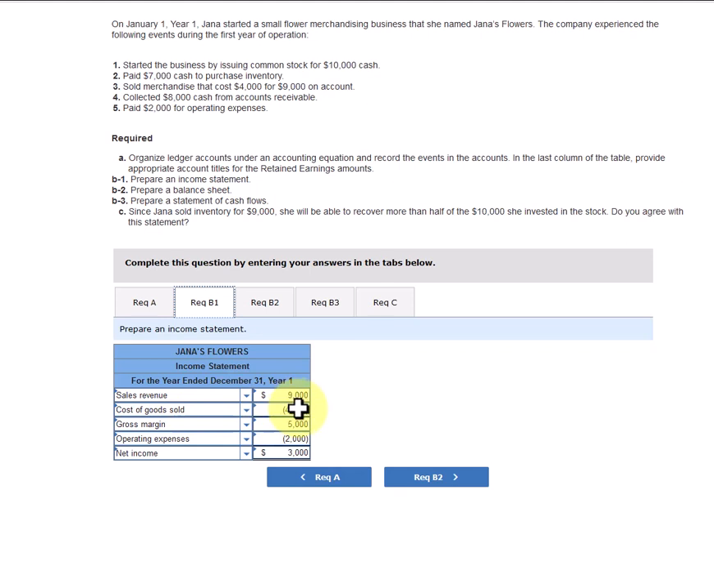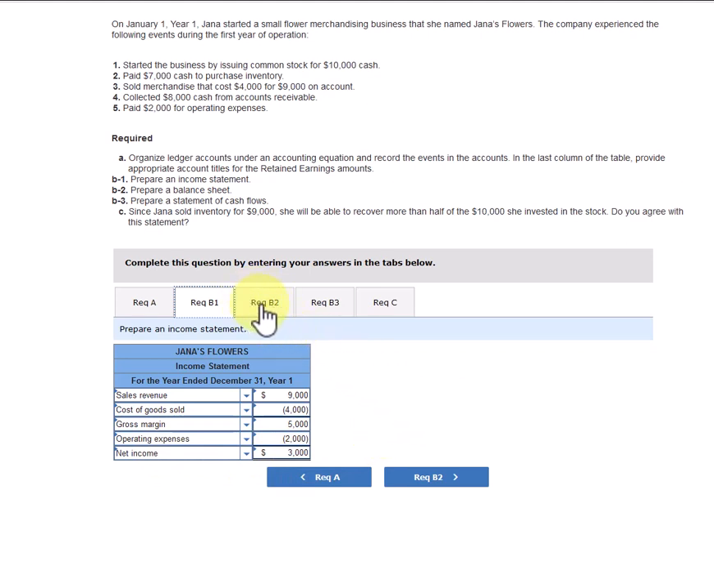Whatever you see here, that's your sales revenue. Minus cost of goods sold. That's going to be whatever amount you have here, the cost of merchandise that was sold. Gross margin is then the sales revenue less the cost of goods sold. We then subtract operating expenses. That's whatever amount you have right here, and that gives you the amount of net income.